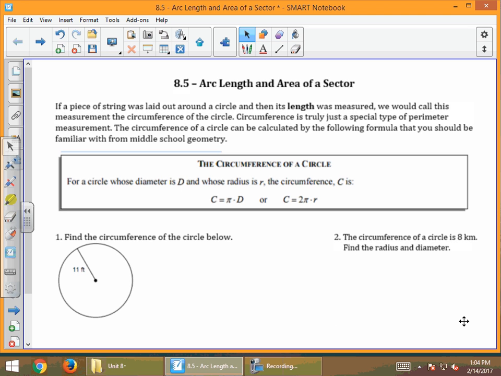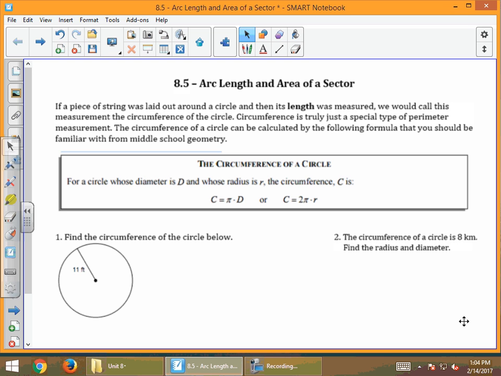If a piece of string was laid out around a circle, and then its length was measured, we would call this measurement the circumference. Essentially, the circumference is just the length of the whole circle. What do we know about the measure of a whole circle? It's 360. That's what it is in degrees.